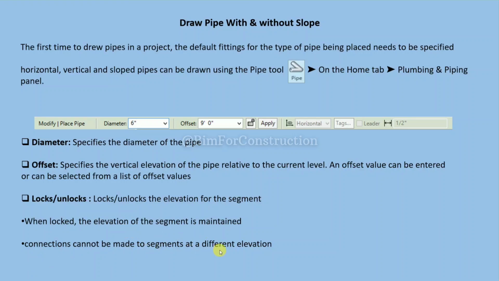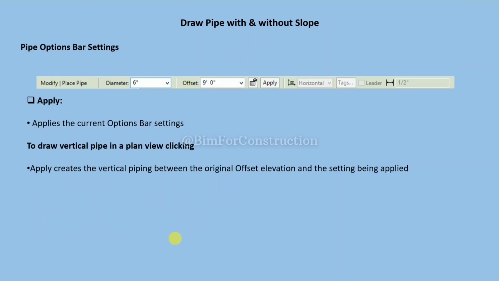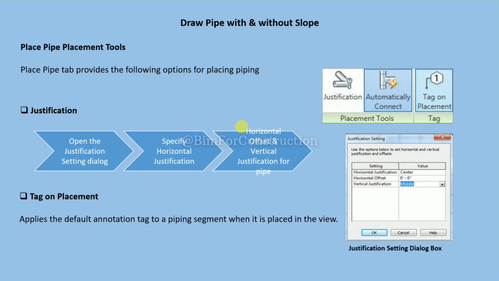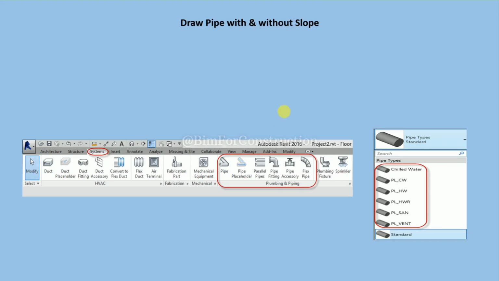So here are the basic notes of what we have discussed till now. Slope setting we have discussed, slope up we have discussed, slope down we have discussed, and the value of slope you can show in percent, or in a ratio like 1 to 100, or 1%, 2%, as per changing the units. In the project unit you can change these settings. Tag on placement we have discussed, automatically connect, justification, all these things. So you can take those notes for your reference.